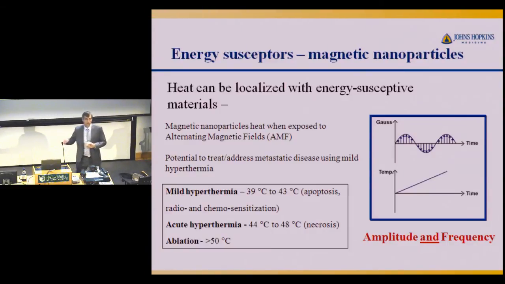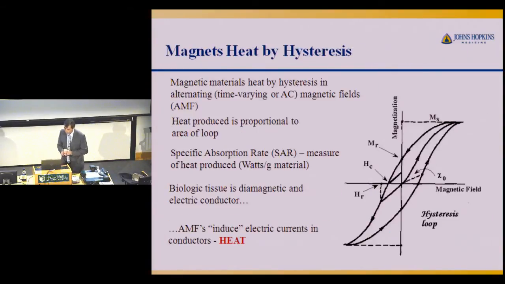But the two key features of the magnetic field that are important for this are really the amplitude and the frequency. And then, of course, there's a little spot here that talks about the different temperatures for the various modes of heat delivery, or interaction of heat with biological systems. For those of you who work with magnetic materials, you will recognize this loop here as an MH loop, and this is what I mean when I talk about magnetic hysteresis.